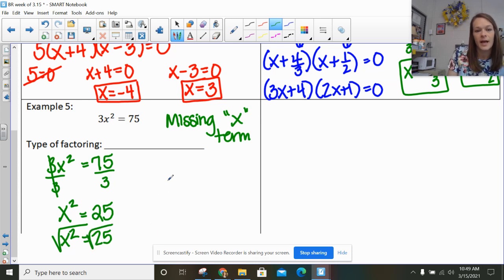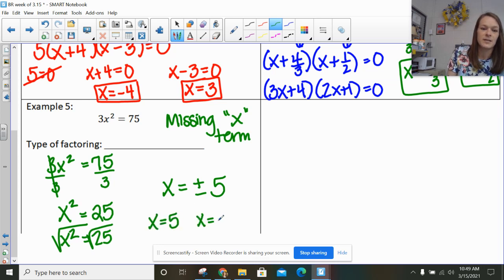So once I do that, I have x equals, and it will be a positive or a negative. So the square root of x squared is x. Square root of 25 will be a positive or a negative 5. And so I have x equals 5 and x equals negative 5 as my answers. So you can only do them this way, though, when it's missing the x term.